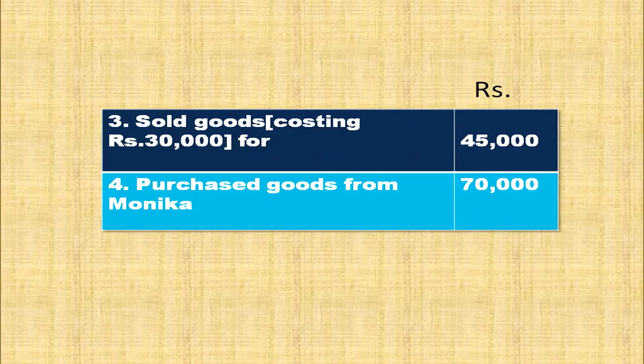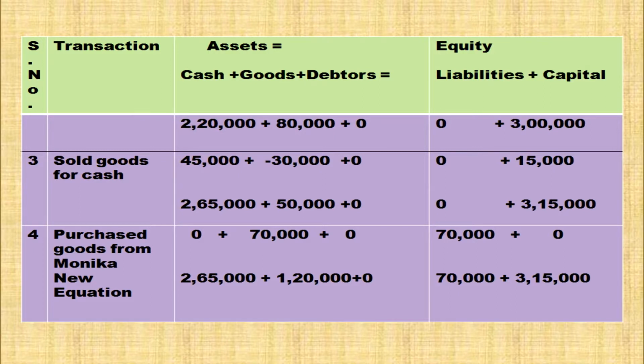Another set of transactions: sold goods costing 30,000 for rupees 45,000. Purchase goods from Monica 70,000. Earlier accounting equation is given and new transaction, sold goods for cash. Goods worth rupees 30,000 are going from the business, cost price. Cash worth rupees 45,000 is coming inside the business, selling price. Selling price is more than the cost price, so it is a profit. 45,000 selling price minus cost price 30,000 will give you 15,000. As it is a profit, it is added with the capital.